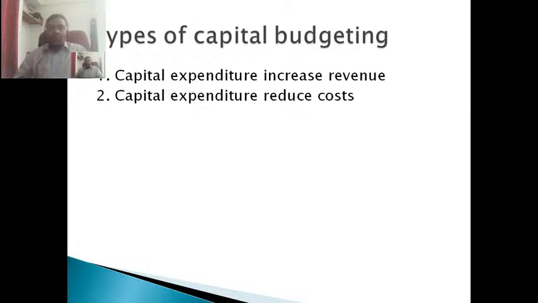Since your cost is decreased, but your profit will be the same, that is also about efficiency. So capital budgeting in two ways leads to ensuring efficiency in your business. One, by increasing your sales or your revenue, or by reducing the cost of your input. Either you can increase your output or you can reduce your input.